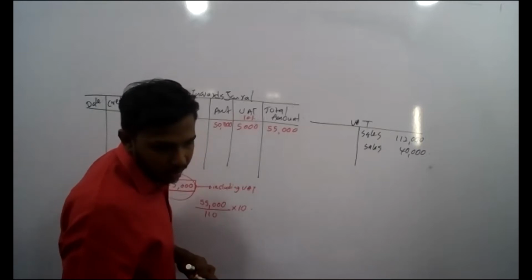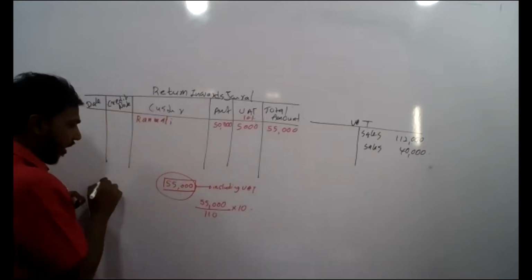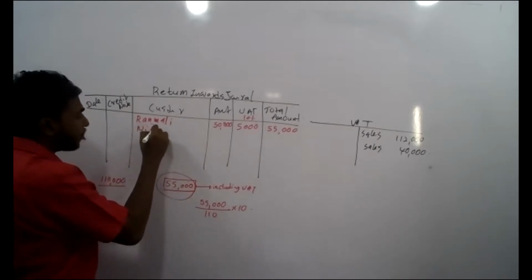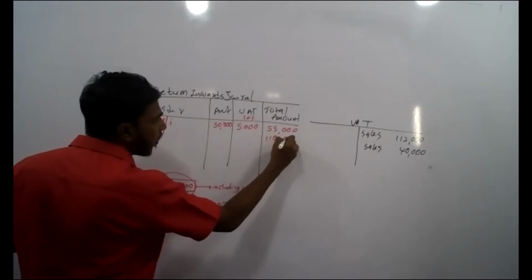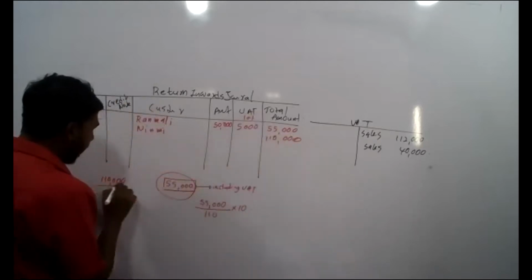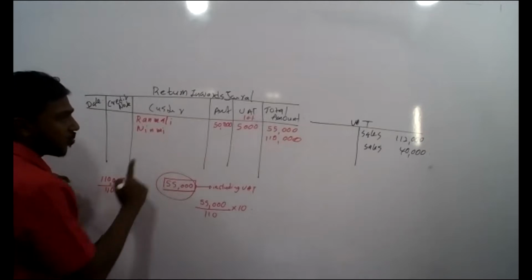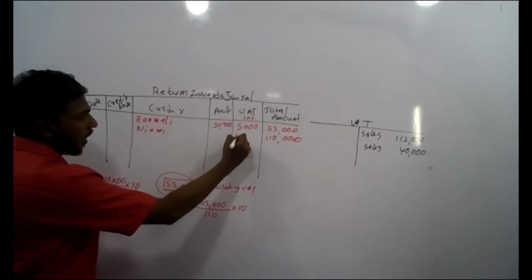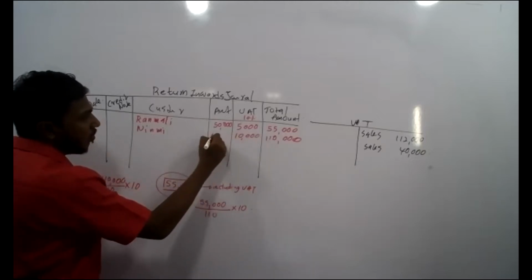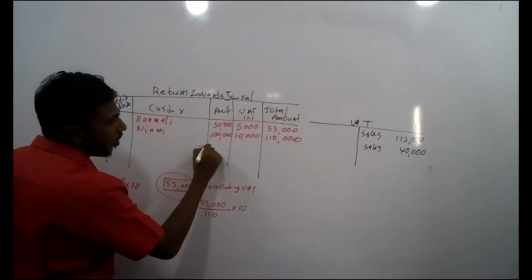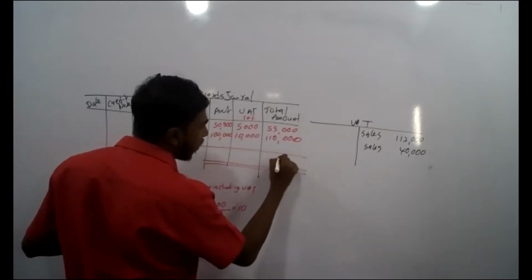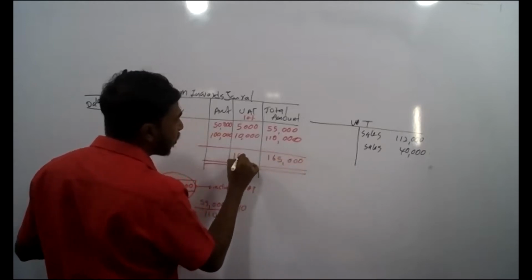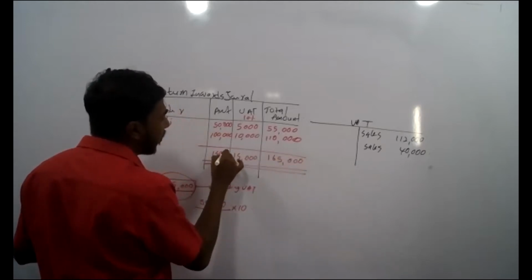Then Nimmi, 110,000 goods. It's including VAT. How to calculate VAT now? 110,000 divided by 110 because VAT is 10. So this is with VAT, means divided by 110 multiply by 10. You will get 10,000 the VAT. So the amount should be 100,000. So we'll take the amounts to here. 65,000, here it's 15,000, here it's 150,000.